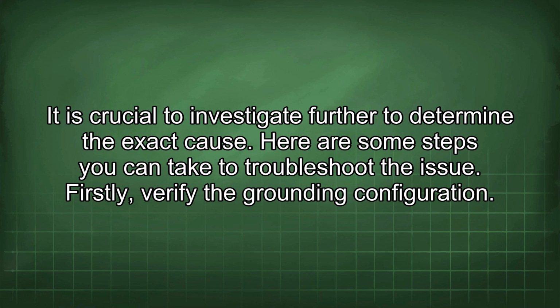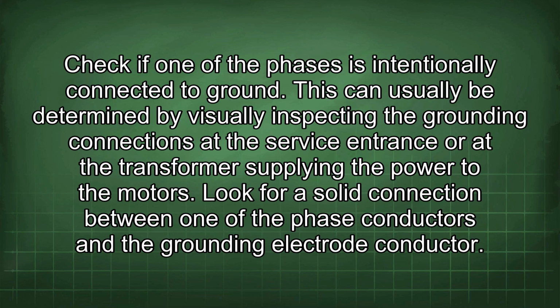Here are some steps you can take to troubleshoot the issue. Firstly, verify the grounding configuration. Check if one of the phases is intentionally connected to ground. This can usually be determined by visually inspecting the grounding connections at the service entrance or at the transformer supplying the power to the motors. Look for a solid connection between one of the phase conductors and the grounding electrode conductor.